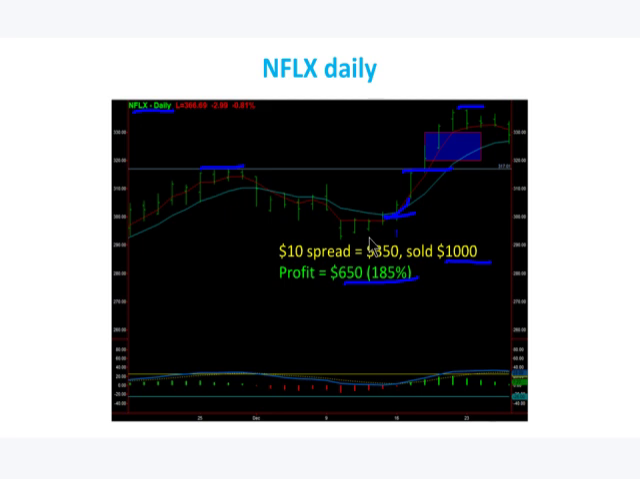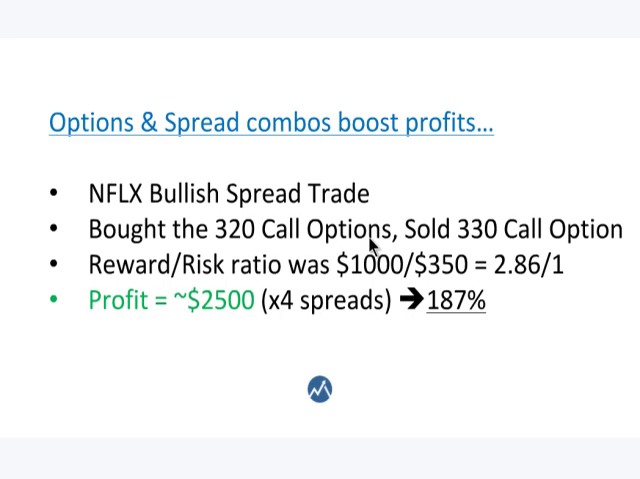Okay, and most people, even with small accounts, can afford a $350 trade, right? It's not too far out of the question. All right, so again, there's the trade. A bullish Netflix trade, bought the 320 call option, sold the 330 call option, probably same week. Someone's going to ask me what the expiration was. The reward risk ratio: we're trying to make $1,000, we're risking $350, so that's close to a 3-to-1 ratio. That's kind of what we're looking for.